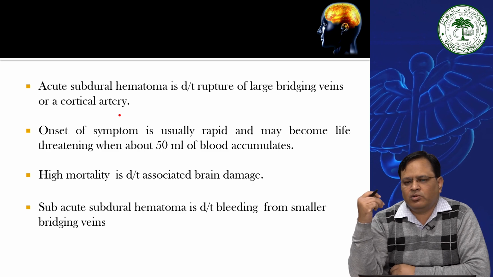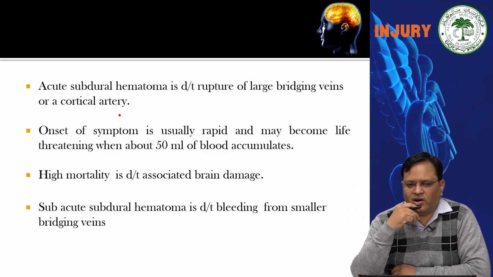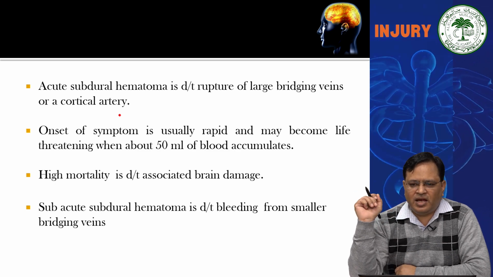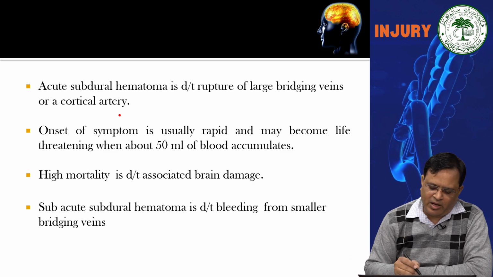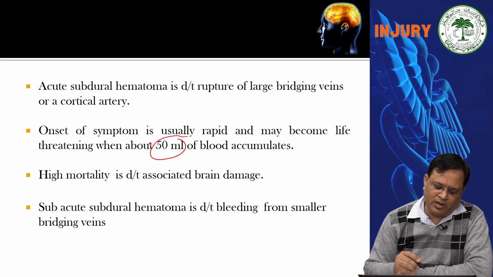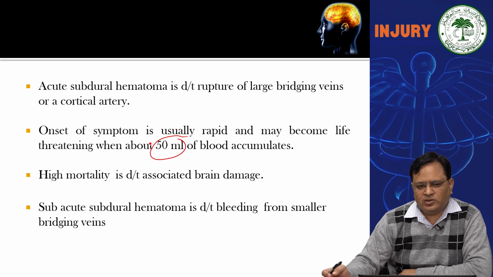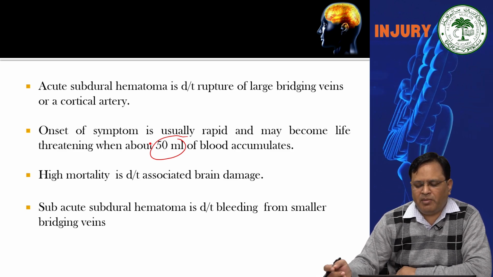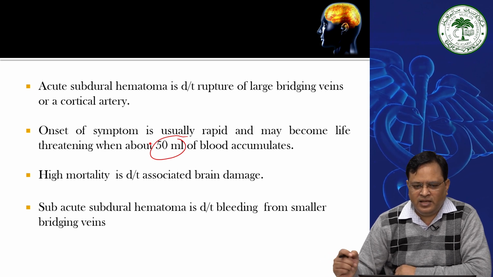Acute subdural hematoma is due to rupture of large bridging veins or cortical arteries. Onset of symptoms is usually rapid and may become life-threatening with about 50 ml of blood. 50 ml of blood in a subdural hematoma can lead to death also. There is high mortality associated with brain damage. If brain damage is there, then the chances of mortality are very high.